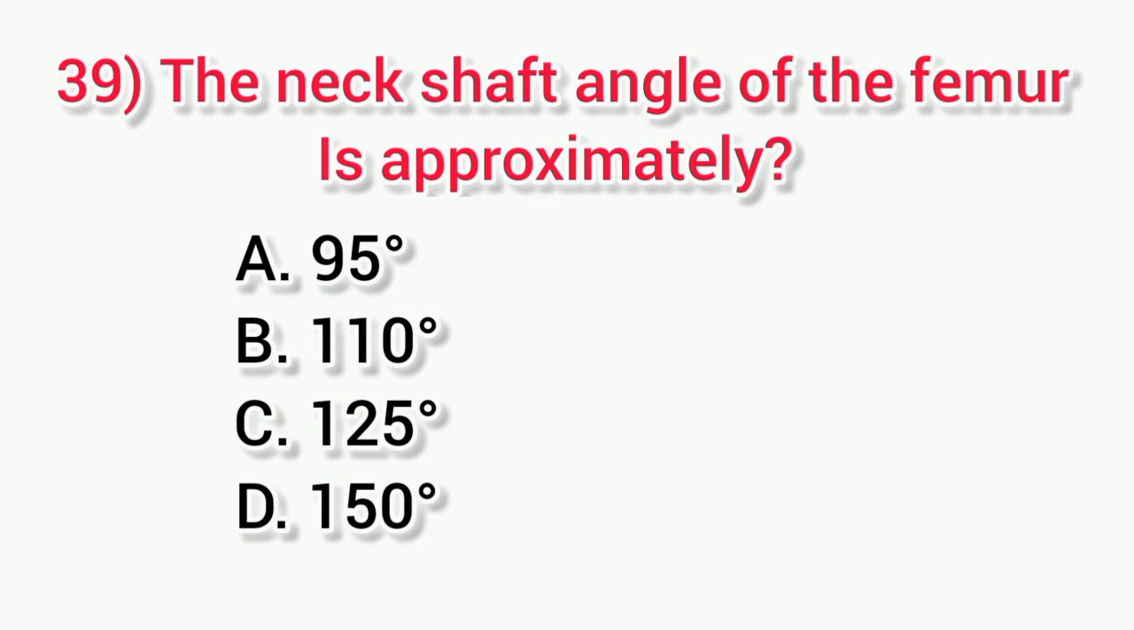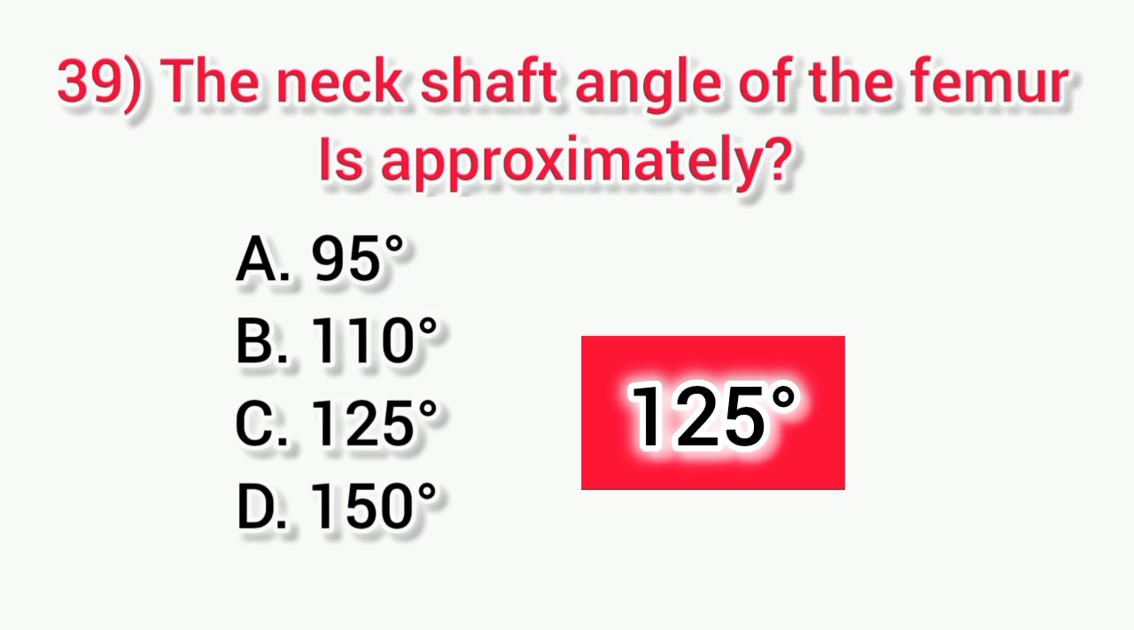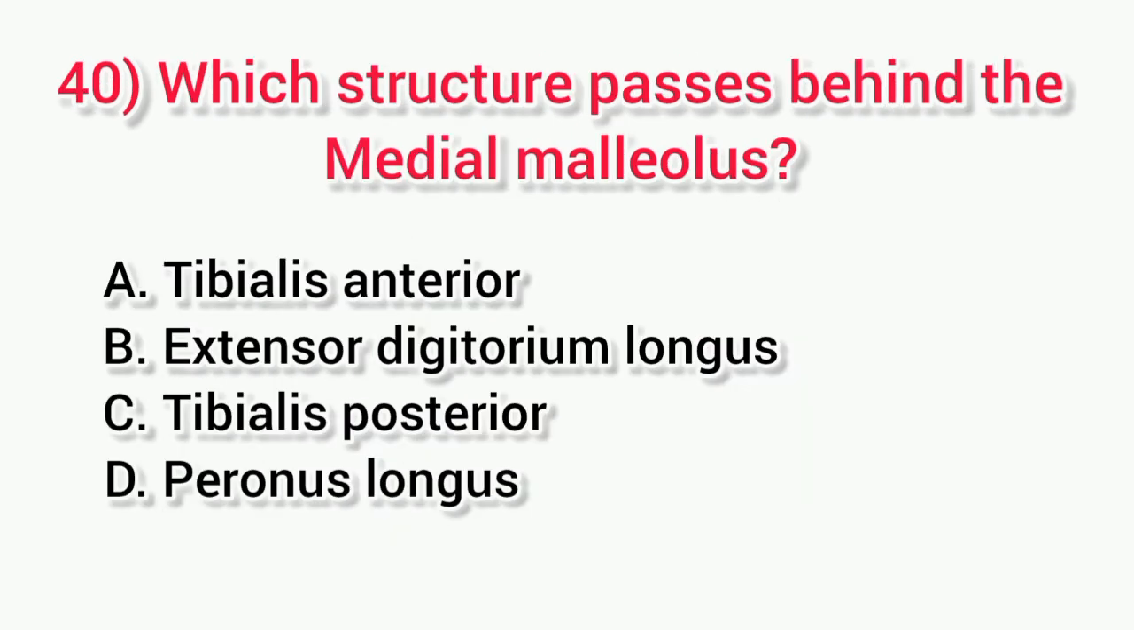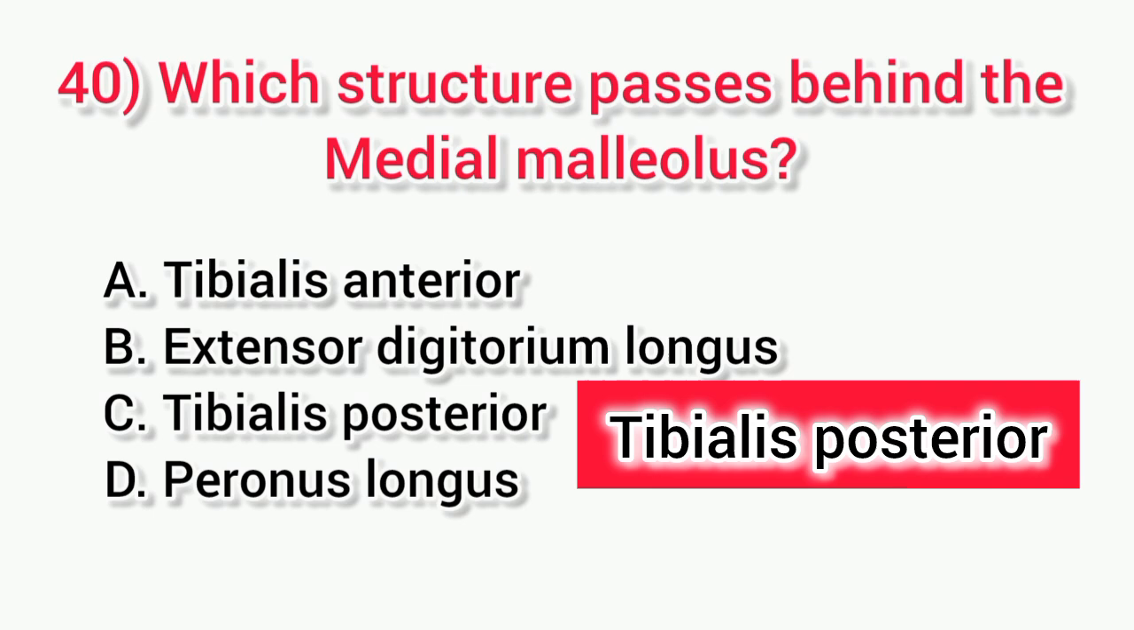The neck-shaft angle of the femur is approximately what? Right answer is option number C. 125 degrees. Which structure passes behind the medial malleolus? The right answer is option number C. Tibialis posterior.